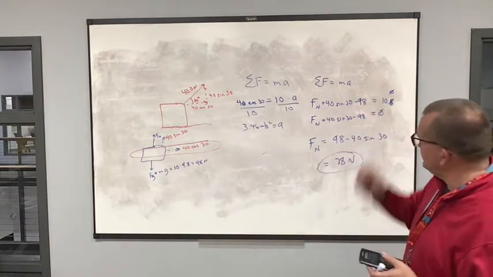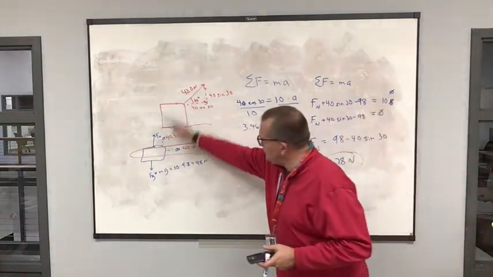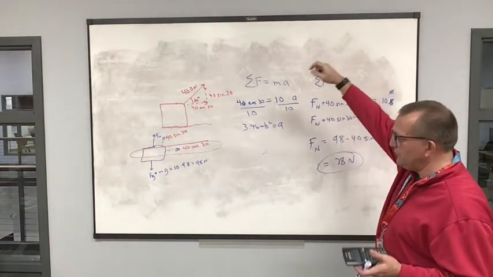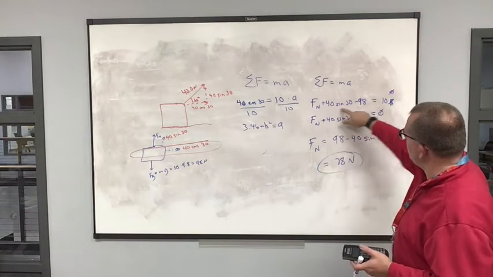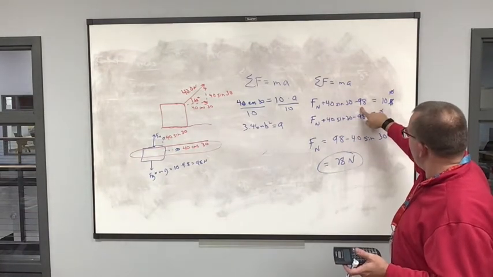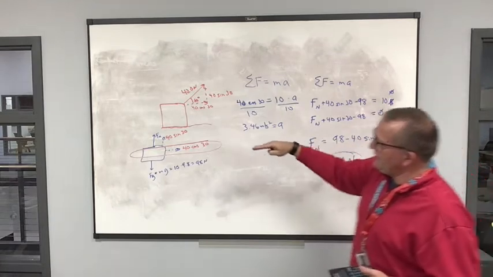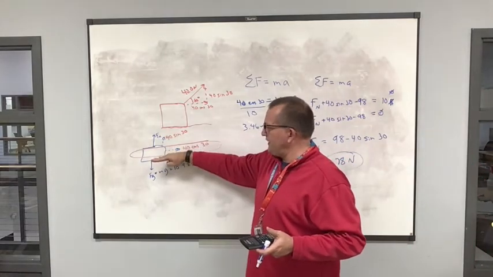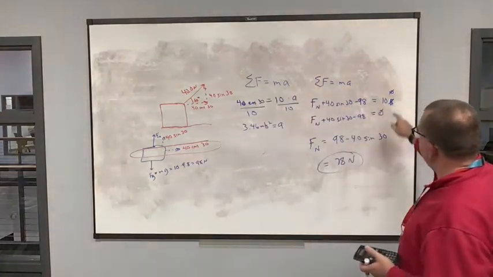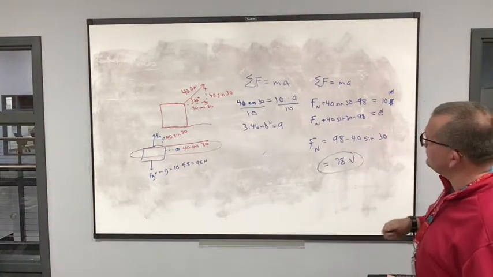Big key to this, keep your x's and y's separate. If you pick up as positive, which I would normally do, down will be negative. So when you sum your forces, make sure your up forces are positive and your down forces are negative. And then lastly, if you're accelerating in the horizontal, in the vertical you're not accelerating at all. Make that acceleration 0. And then it just turns into an algebra problem from there.